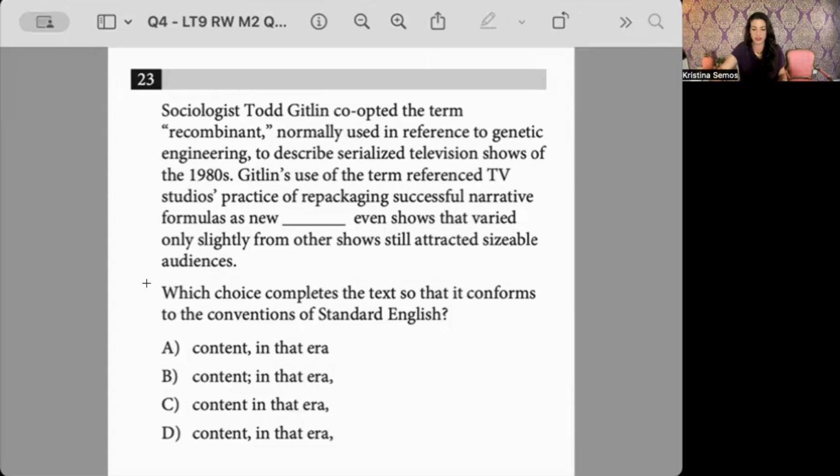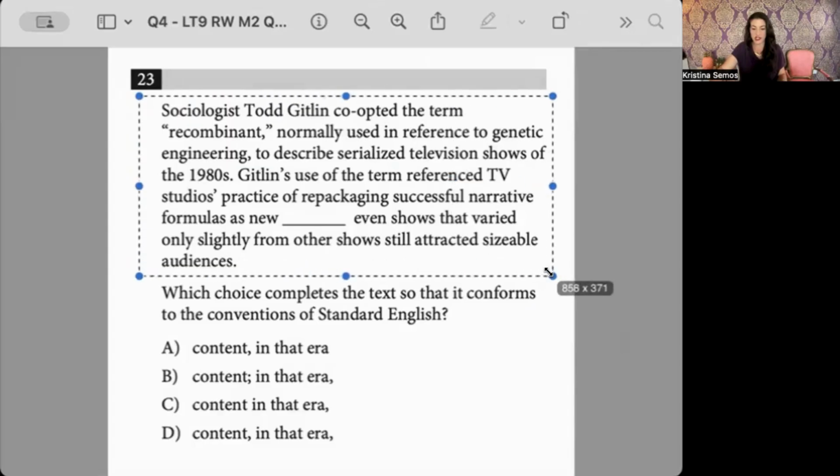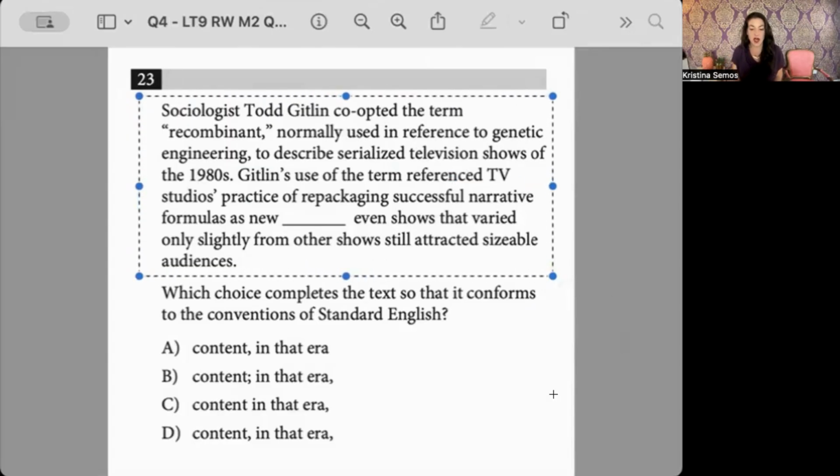Which choice completes the text so it conforms with the conventions of standard English? And here's your text. Sociologist Todd Gitlin co-opted the term recombinant, normally used in reference to genetic engineering, to describe serialized television shows of the 1980s. Gitlin's use of the term referenced TV studios' practice of repackaging successful narrative formulas as new content in that era, even shows that varied only slightly from other shows still attracted sizable audiences.